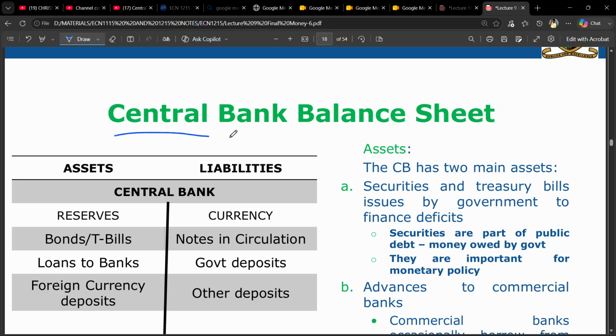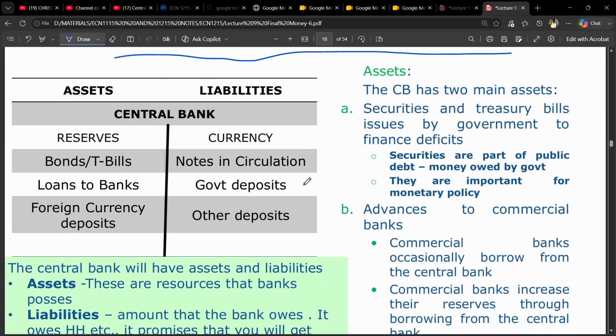Now we can talk about the central bank and its balance sheet. The balance sheet for the central bank contains assets and liabilities. What are these assets and what are these liabilities? Assets are simply things that the bank owns. These are money, bonds, treasuries, and everything that the bank owns. These are what we call assets.